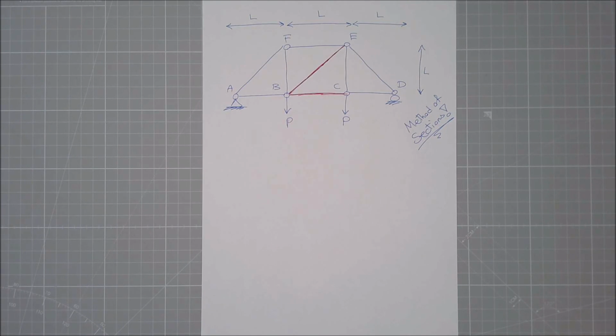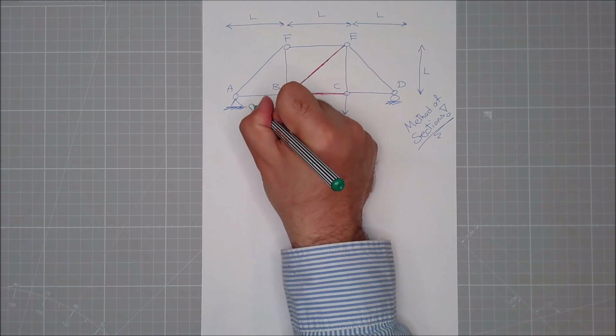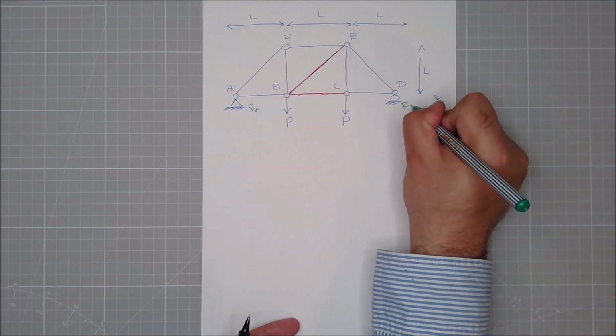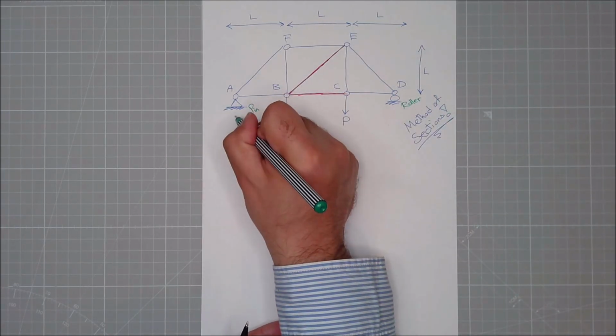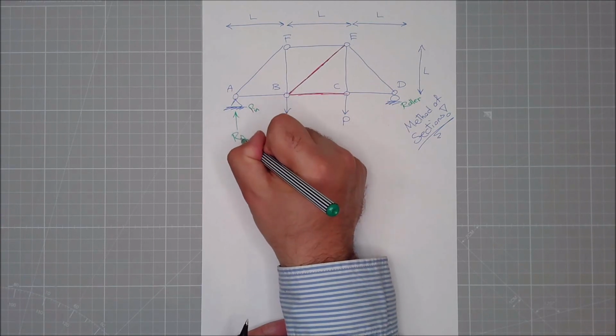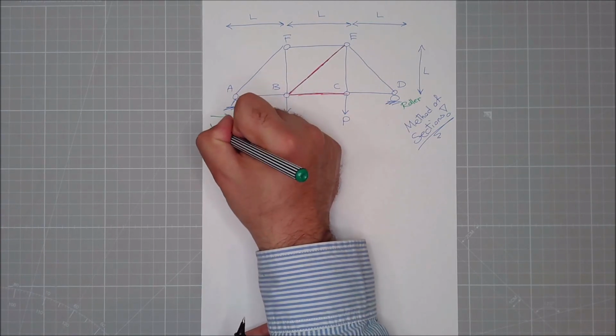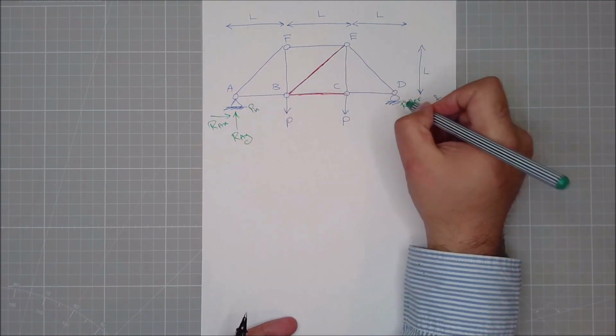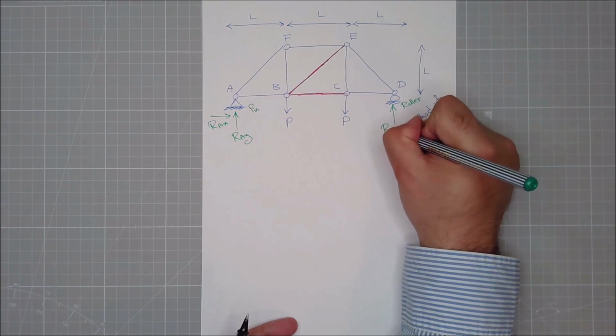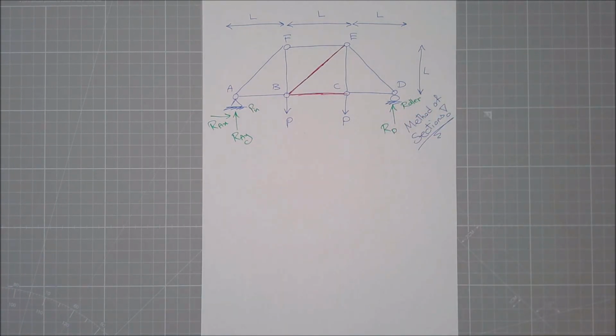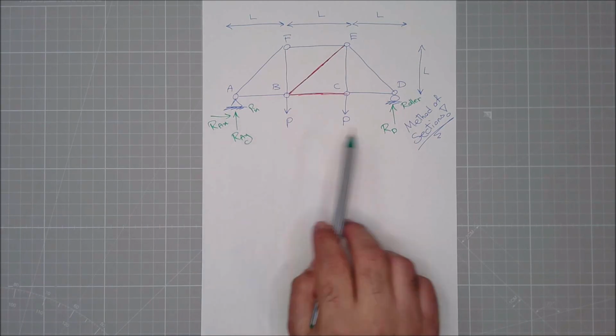So one of the steps of method of joints is very similar to method of sections. Initially, you just figure out what are the reactions. So again, I have a pin here and a roller here. Because it's a pin, I had RAY and RAX. And because it's a roller, I have an RD. Can I figure these out?